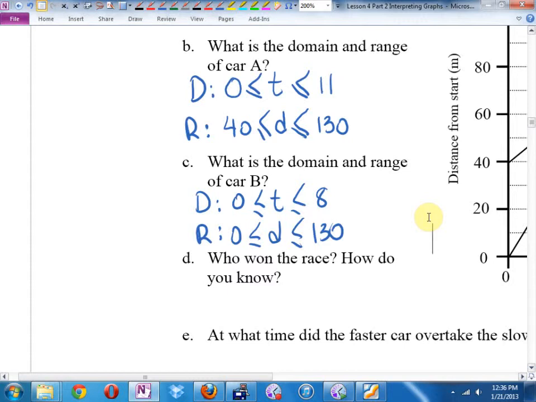I did that. The time values that are used up are between 0 and 8 seconds, and every single value is used up. The distance values that are used up are between 0 and 130, and you do touch at 0 and 130. D says, who won the race, and how do you know? Who won the race?